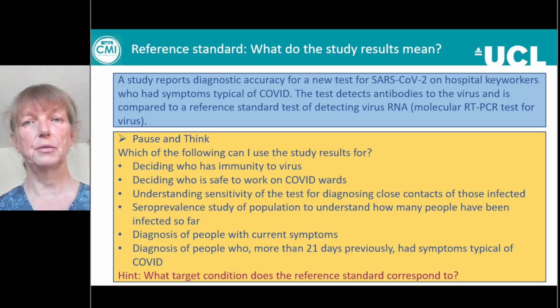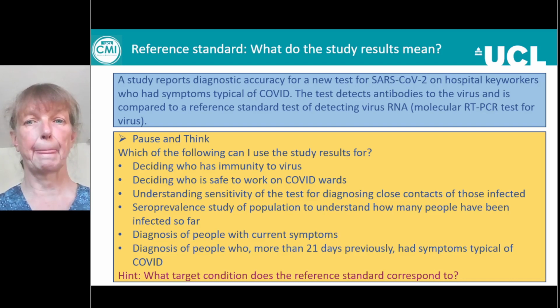One was deciding who had immunity to the virus. One was that the test could be used to work out who was safe to work on COVID wards without PPE and without vaccination. This was prior to vaccination. Understanding the sensitivity of the test for diagnosing close contacts of those infected. Being used for a seroprevalence study of the population to understand how many people had been infected so far, for the diagnosis of people with current symptoms, and for the diagnosis of people who had symptoms more than 21 days before.